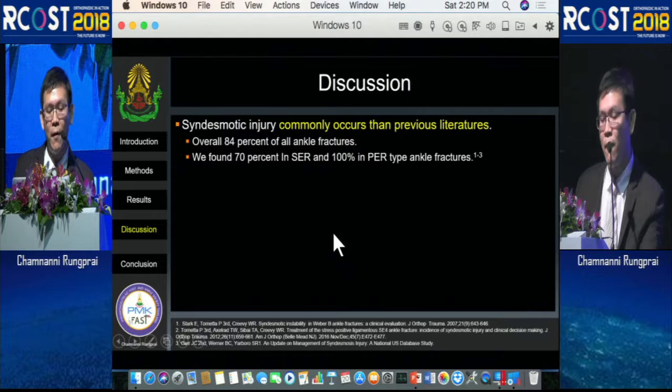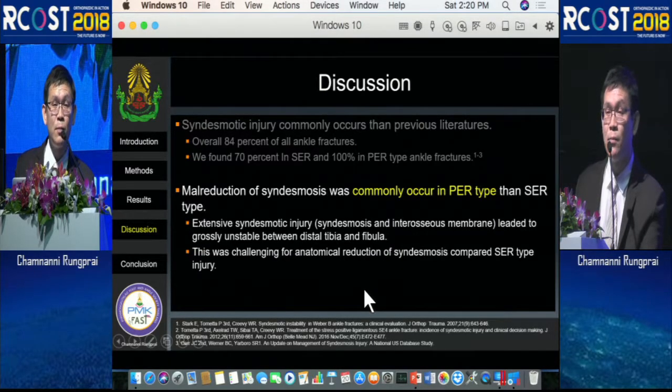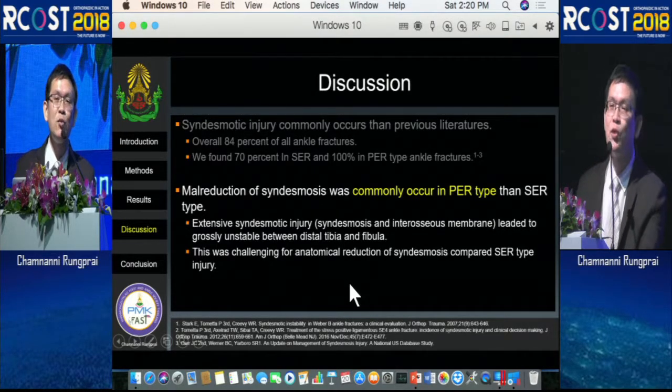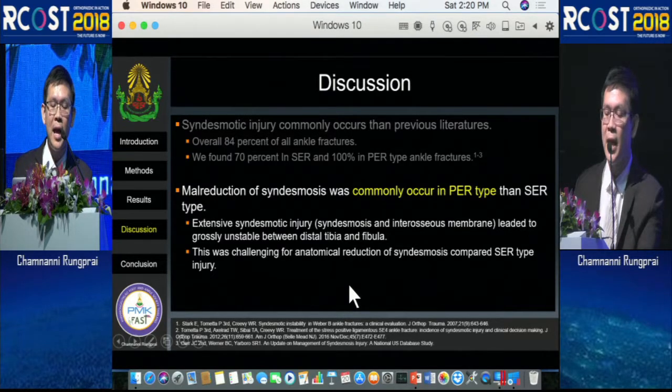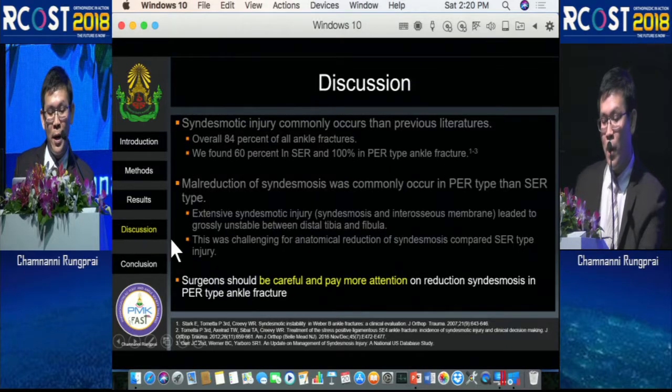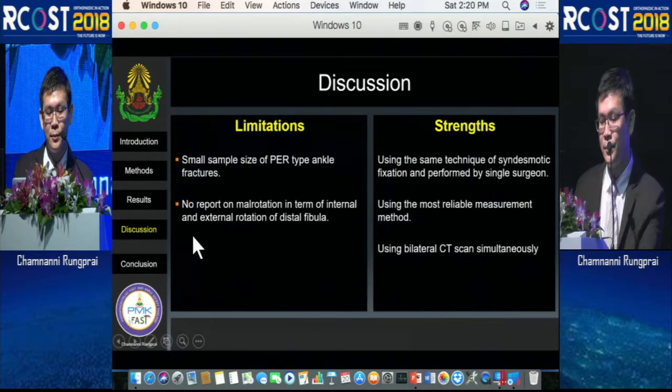Overall, it was 84% in all ankle fractures, and we found 70% in the SER type and 100% in the PER type ankle fracture. Malreduction of the syndesmosis occurred more commonly in PER type than SER because in PER type, they usually have extensive damage to the syndesmosis as well as the interosseous membrane. This leads to close instability between the distal tibia and fibula, making it difficult to put back in place and very challenging for anatomic reduction. So when you perform surgery and reduction of the syndesmosis in the PER type, you must pay more attention and be careful for syndesmotic malreduction.